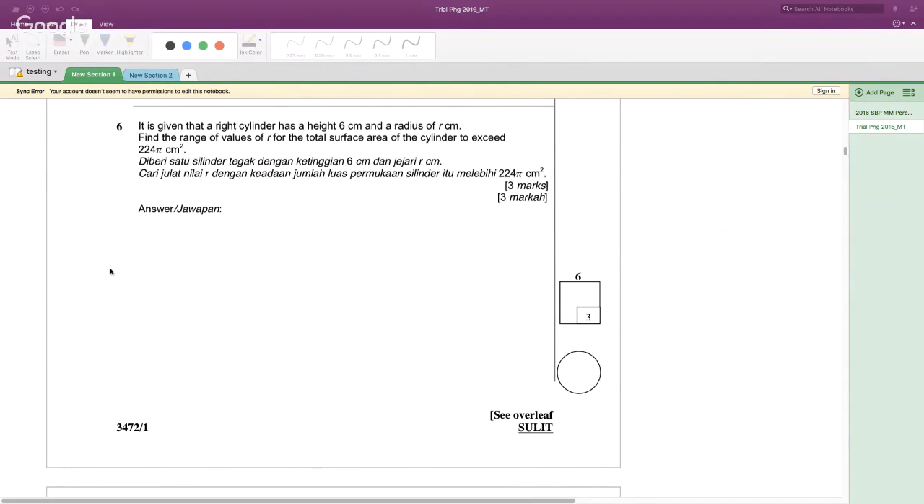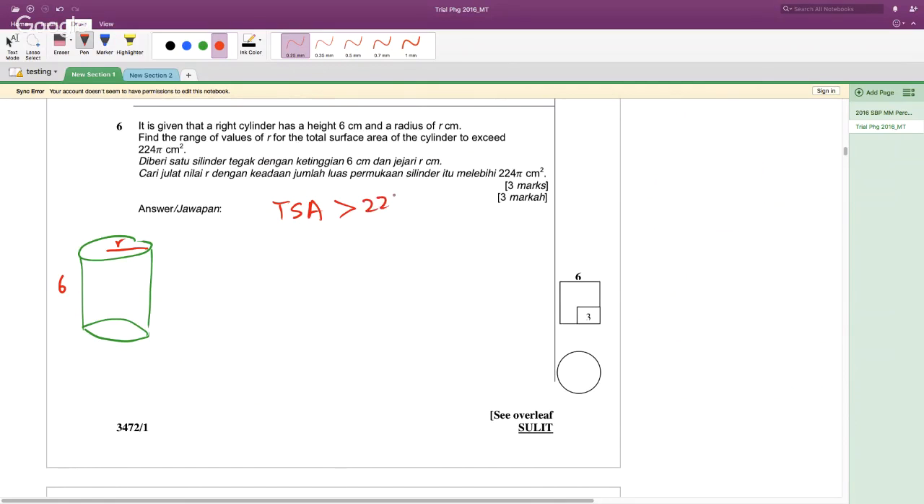It's given that the right cylinder has a height of 6 centimeters. Definitely here you should know what the cylinder looks like. The question tells you the height is 6 centimeters, and obviously the radius is r, which is not given. Find the range of values of r for which the total surface area of the cylinder must exceed 224 pi.